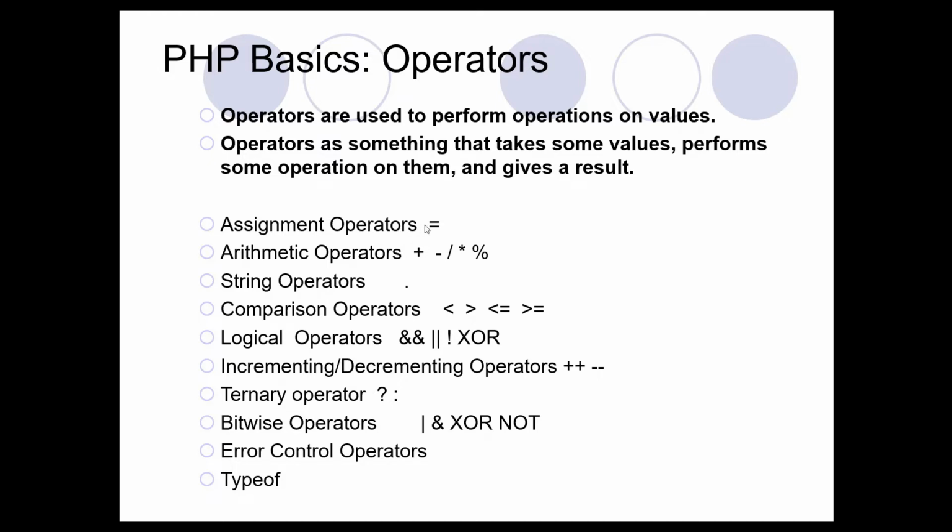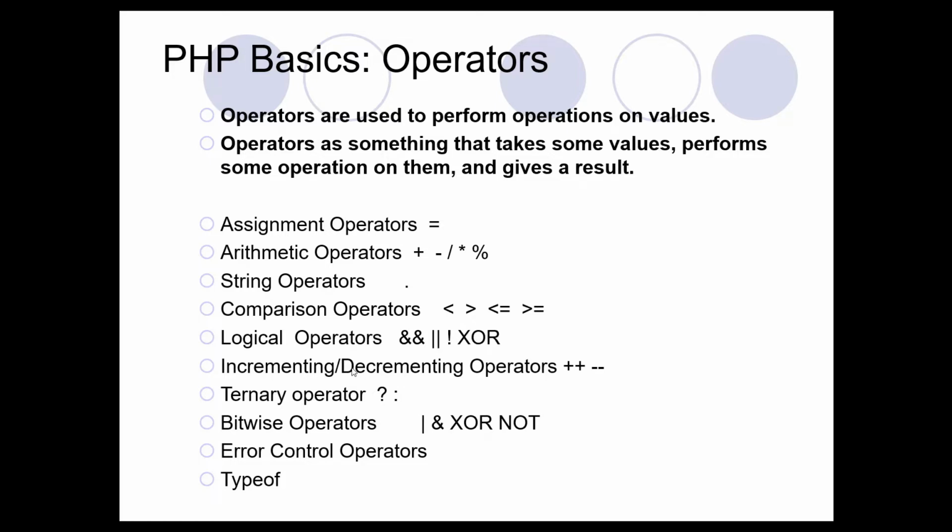So we have assignment operators, that is an equal sign. We have arithmetic operators: plus, minus, division, multiplication, and a remainder operator. Then we have string operators, that is a dot. Dot is used to concat two or more variables. Next we have comparison operators that we mostly use with conditions: less than, greater than, less than or equal to, and greater than or equal to. Then we have some logical operators like AND, OR, NOT, XOR.